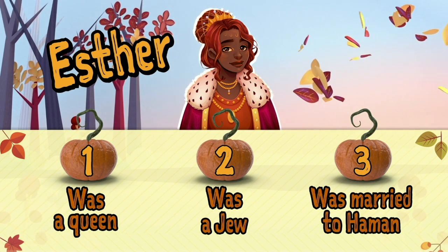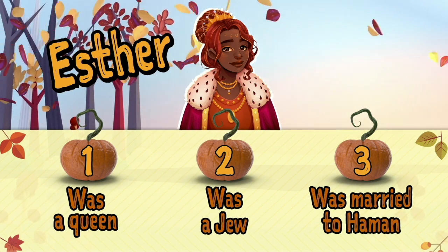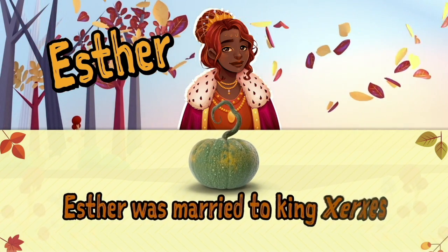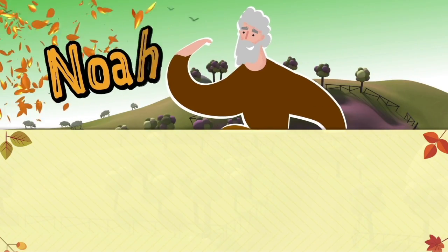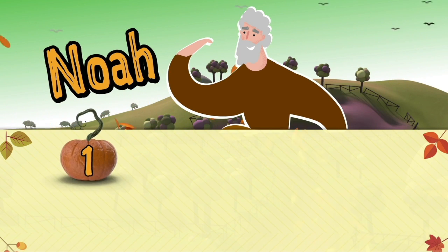Time's up. Who is holding up 3 fingers? You are correct. Esther was actually married to King Xerxes. Let's try one last question. Noah is our final Bible character. Now, which of these is not true about Noah?